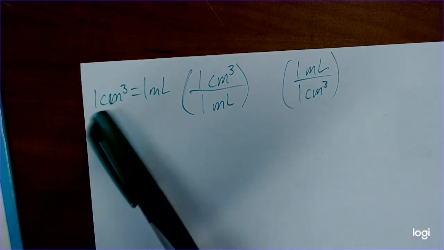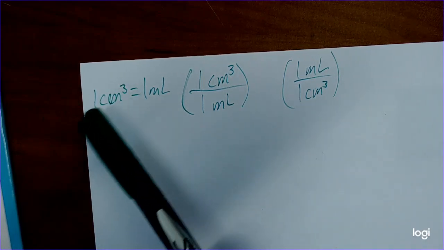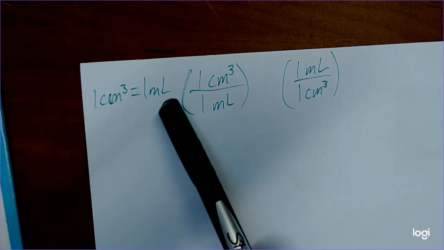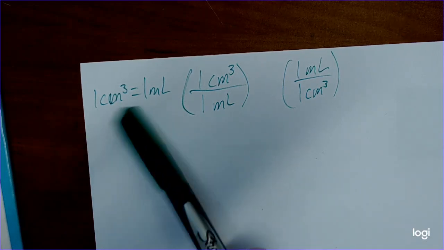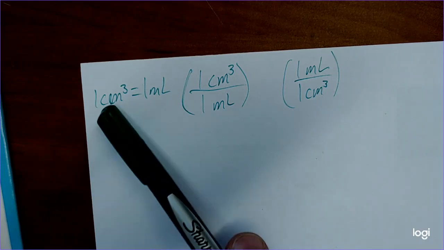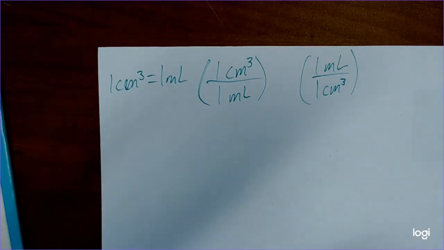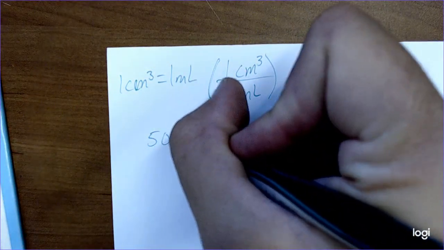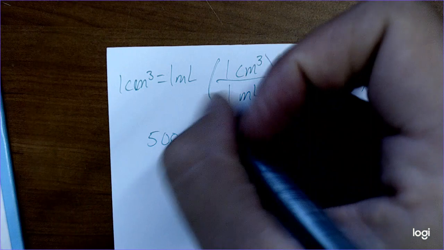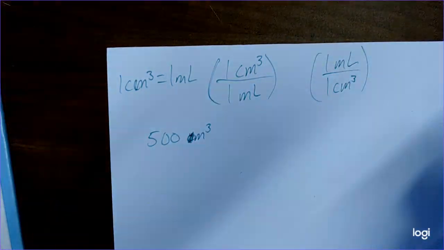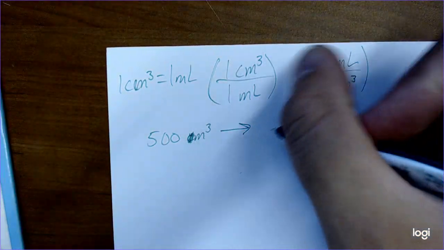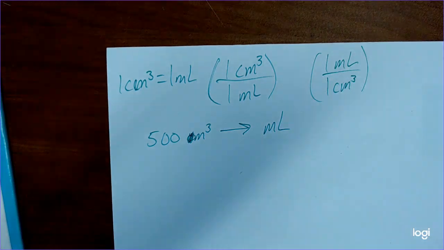But in the metric system, we know exactly how many cubic centimeters are in 1 milliliter. It is an exact measurement. So we do have a way to go from cubic to a single unit multiplier. Let's use this as an example. Let's say I've got 500 meters cubed, and I have to convert these to milliliters. Now notice it's going from third dimension to first dimension, or the third exponent to the first.